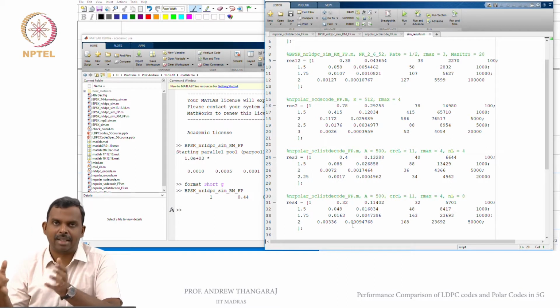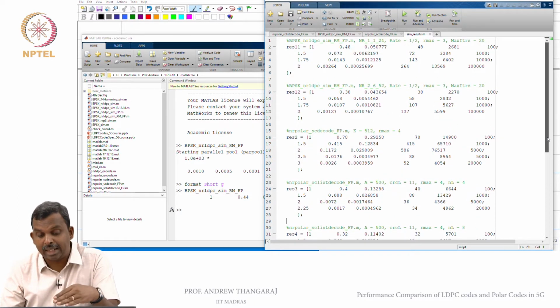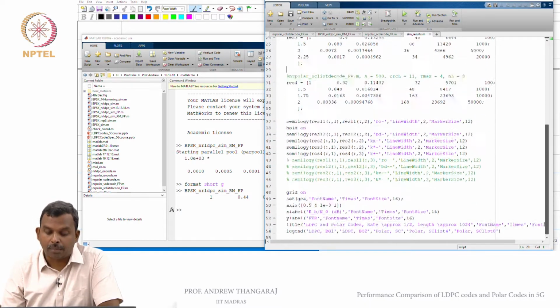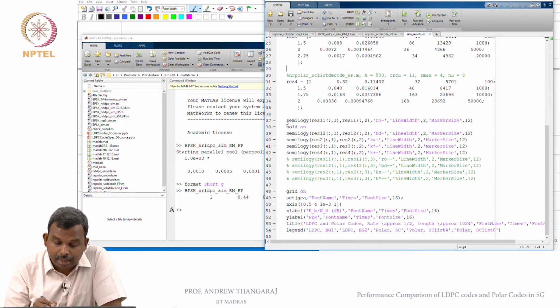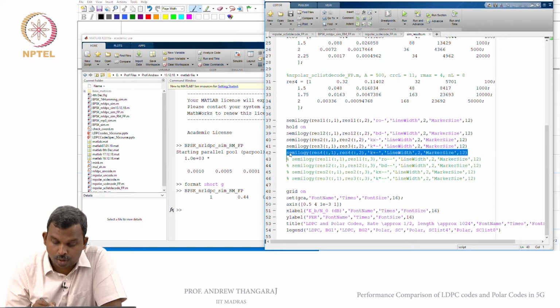I simulate, gather the data, and put them all into one file. The nice thing, once you put them all as arrays in one file, is you can start plotting. And for plotting, this is a typical command that I've used. Maybe I'll take this command here, res4, so that you can associate with the matrix here.